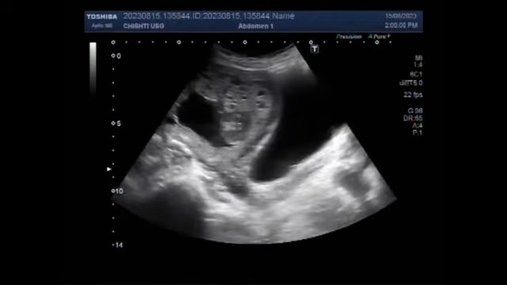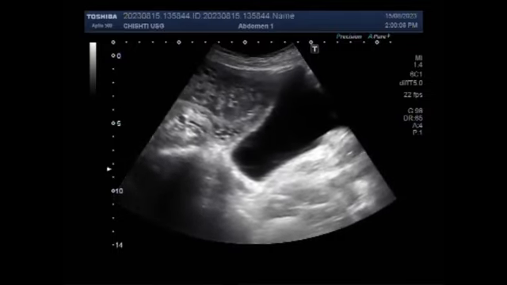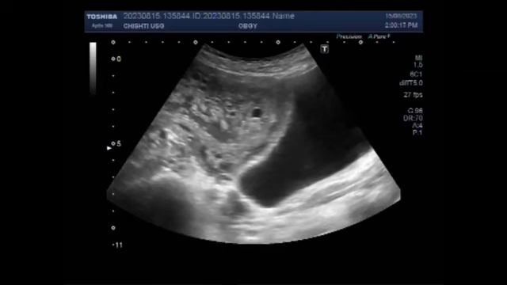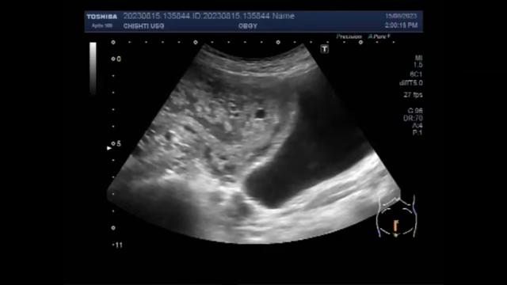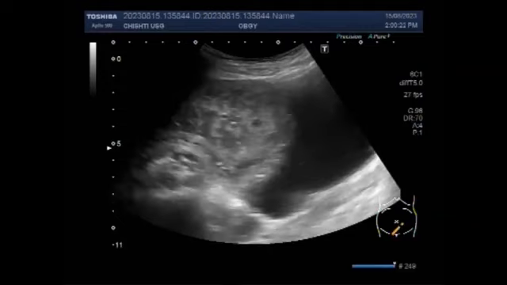This ultrasound video shows a twin molar pregnancy with fetal demise. You can see the urinary bladder, uterus having a hydatidiform molar pregnancy.